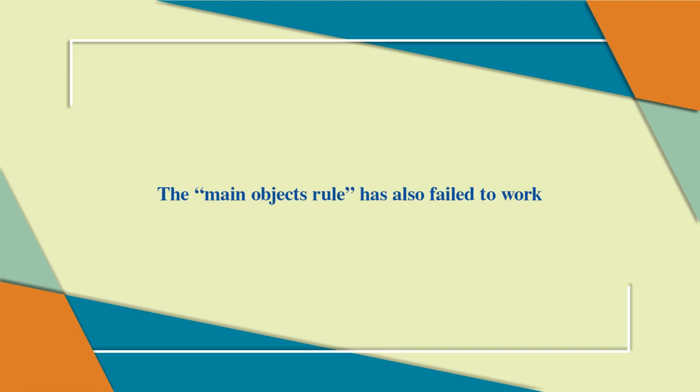Dear students, we have to remember that the main objects rule has also failed to work. Cotman versus Brockham illustrates the failure of the main objects rule. In this case, the House of Lords had to consider a memorandum of a company which contained an objects clause with 30 sub-clauses. This empowered the company to carry on almost every conceivable kind of business.